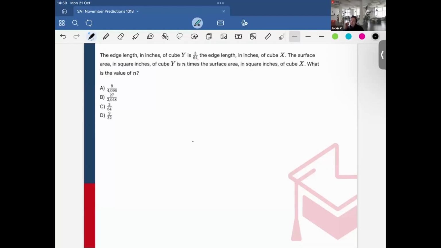Okay, so next up we have the edge length in inches of cube y is 3/64 the edge length in inches of cube x. The surface area in square inches of cube y is n times the surface area in square inches of cube x. What is the value of n? Okay, so imagine we have a cube.